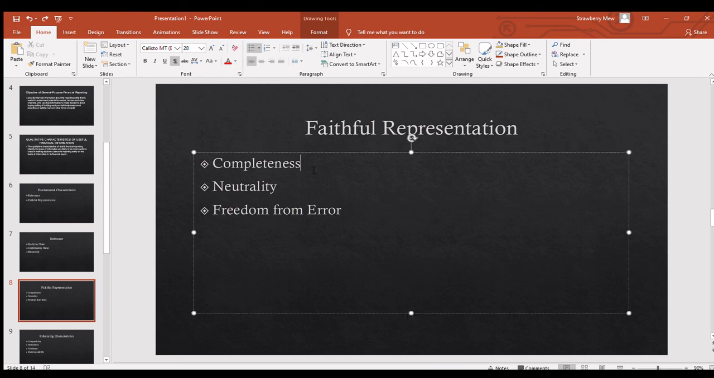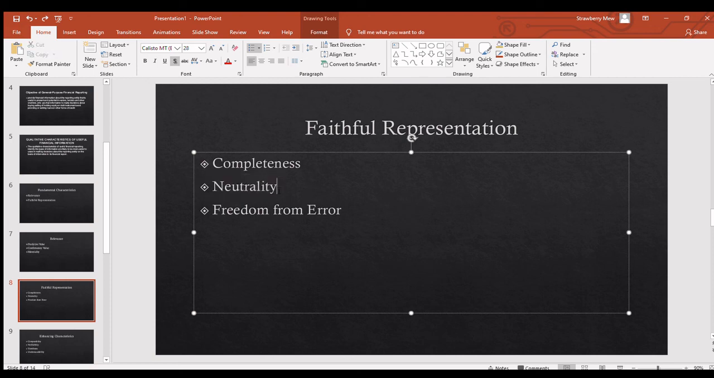So yung every information should be reported for it to be complete. Siyempre. So kapag hindi complete, kapag there are information that are missing, of course it will mislead the users, hence it will not be faithfully represented. Right? Next is we have the neutrality.